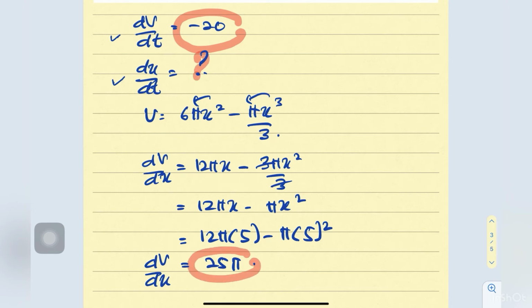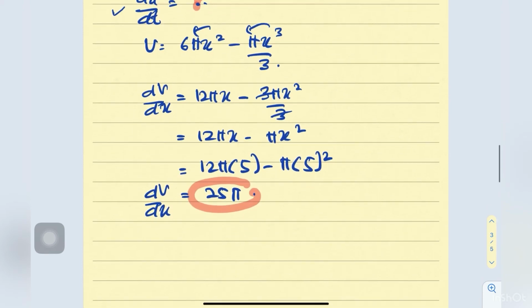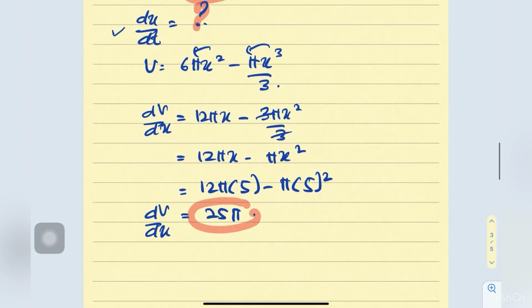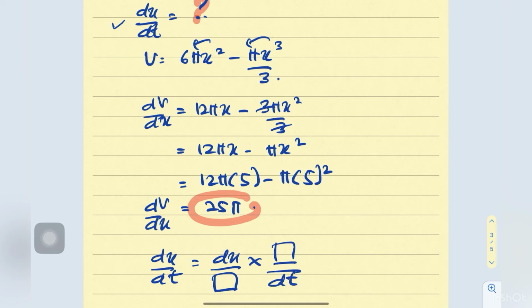So we create the chain rule. The subject is the value that we are going to find. So dx/dt equals to dx/whatever times whatever/dt. Here the clue is dV/dx. This one we choose as dx/dV. This one must be the same.